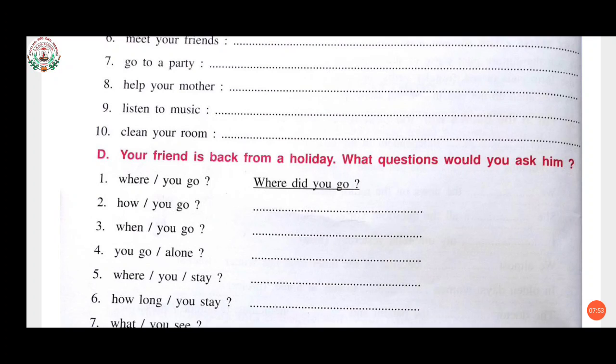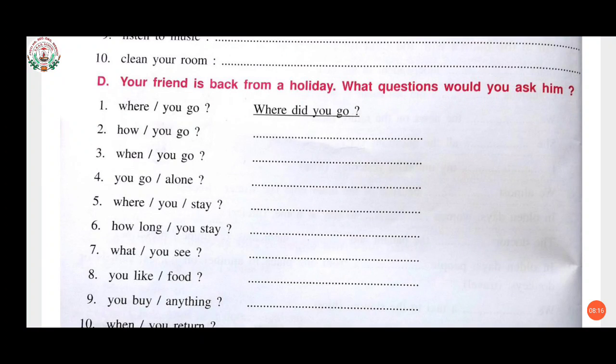You have to write. So like, first is given "where you go", and if you want to make a question, that will change to "Where did you go?" You have to use did in each sentence for making a question. So in the first one we used "Where did you go?" Second one, "how" is given, "you go". That is, "How did you go?" Third, "when", "you go": "When did you go?" Like this you have to do.